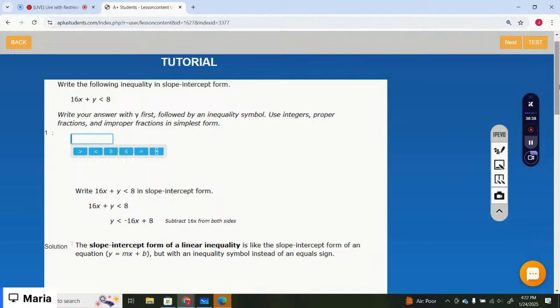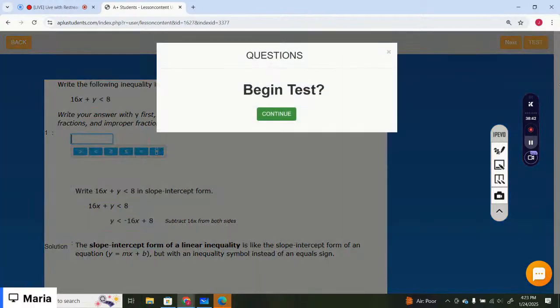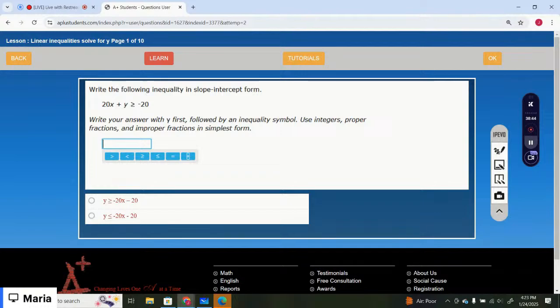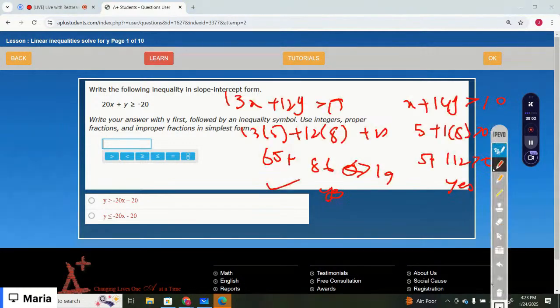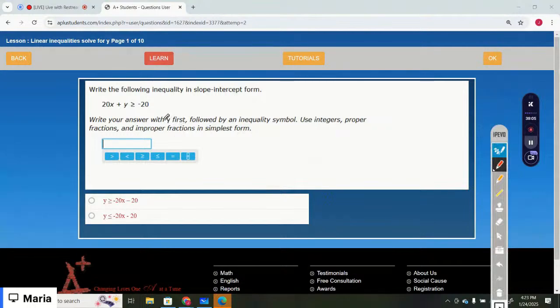Let's just start with the test questions. Write the following inequality in slope-intercept form. The inequality is 20x plus y greater than or equal to negative 20. The first thing you need to do is isolate the variable y. So you need to move the 20x to the other side, so y is greater than or equal to negative 20 plus 20x.